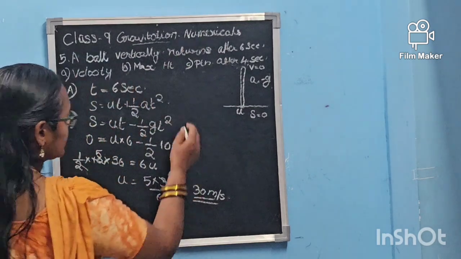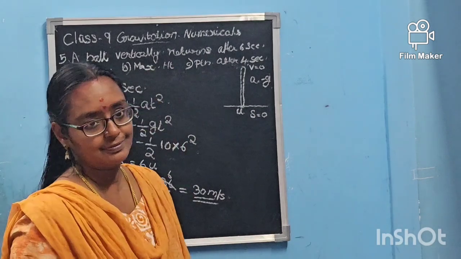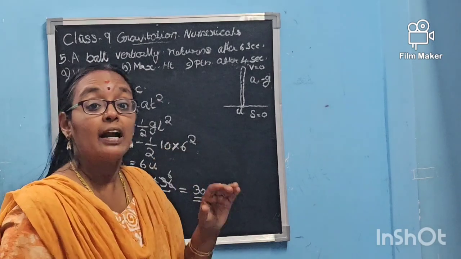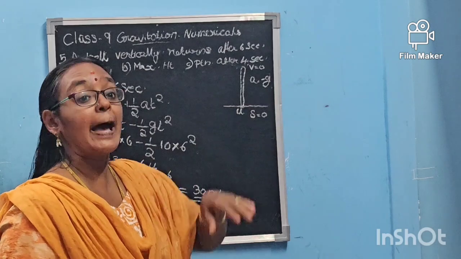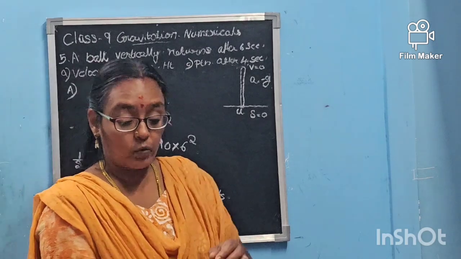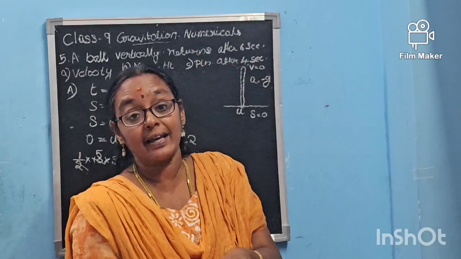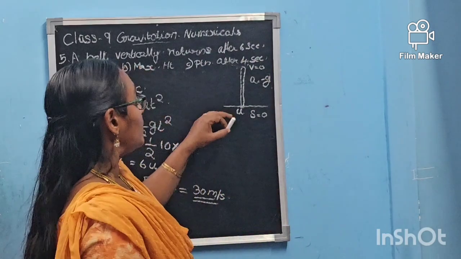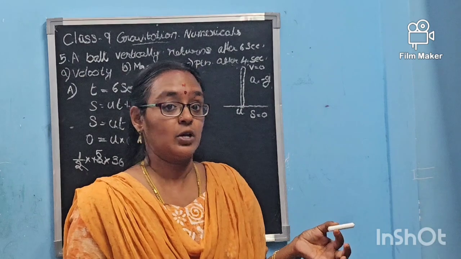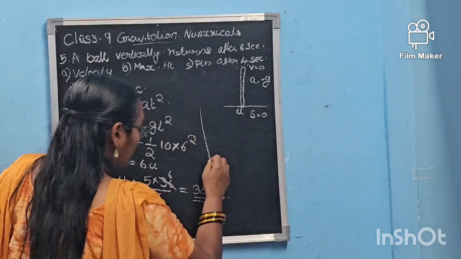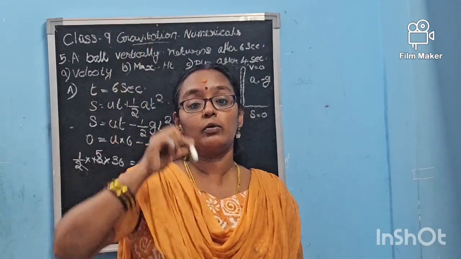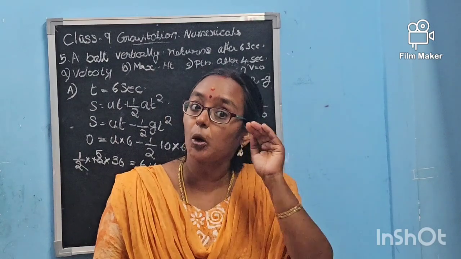Okay. Second one, maximum height. I have said the displacement is 0, but I didn't say that maximum height is not reached. Maximum height is entirely different from the displacement. Displacement is 0 when the ball is going up and coming back. But the ball comes up and reaches a position. That position is the question. So how can it be found out? We know one thing: when the ball reaches the maximum, the final velocity will be 0 over there.